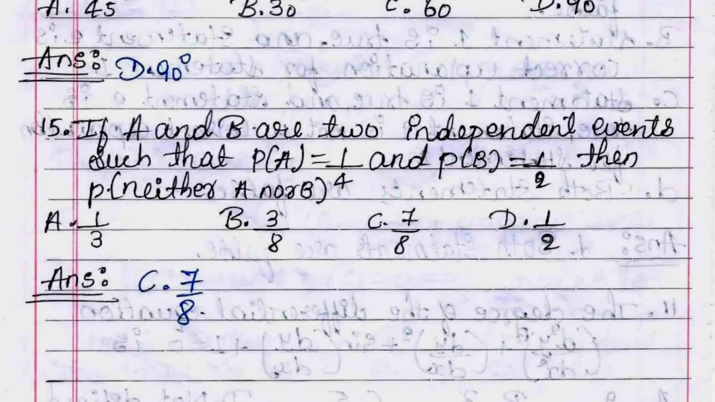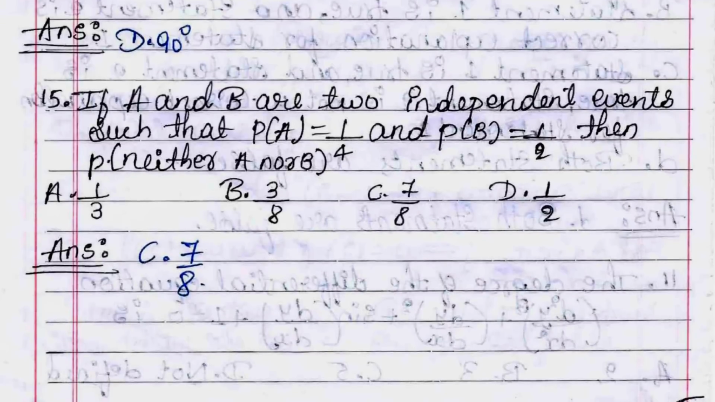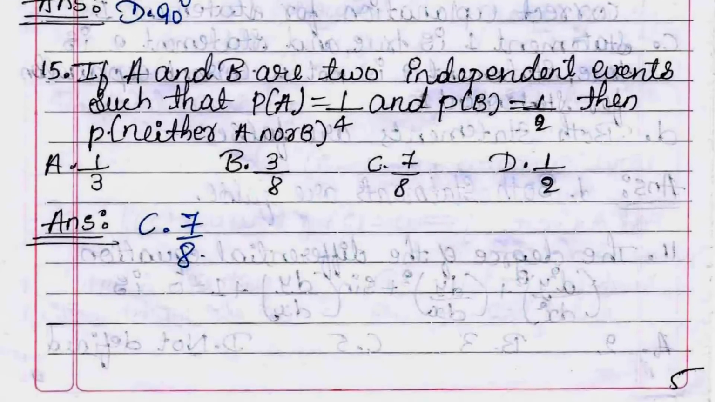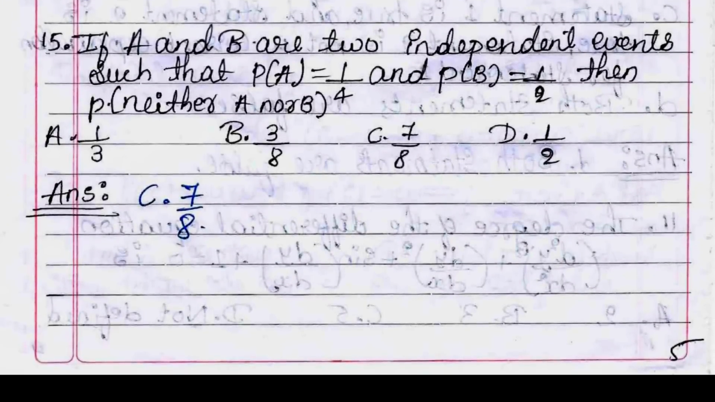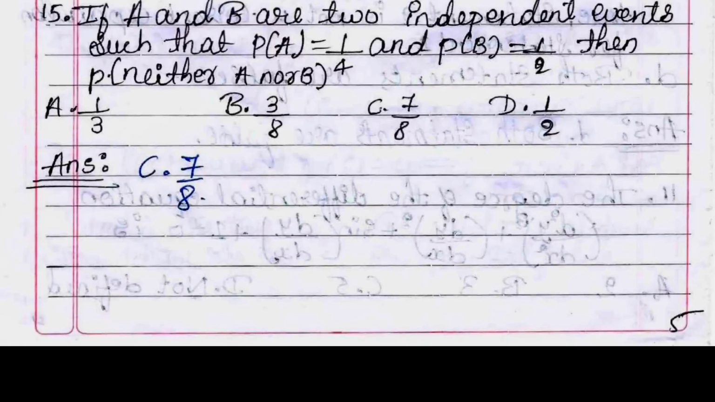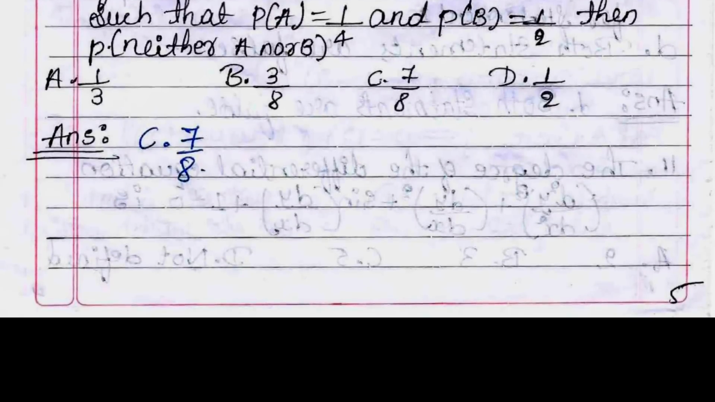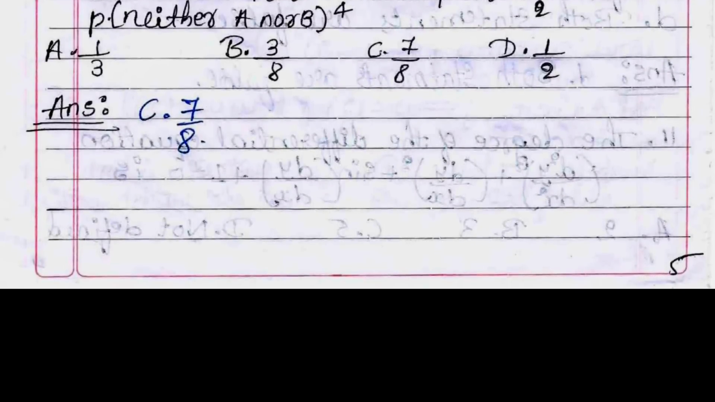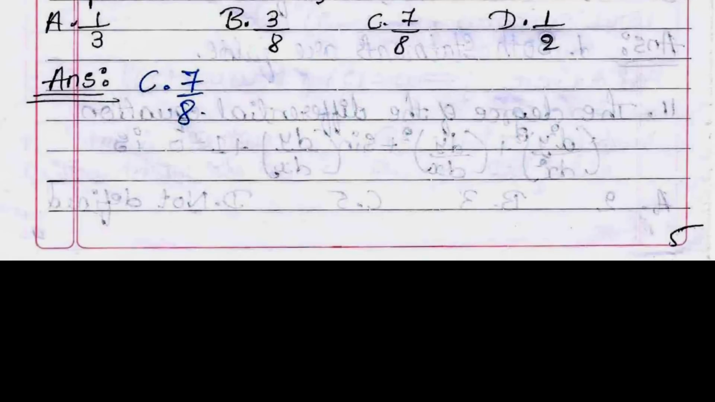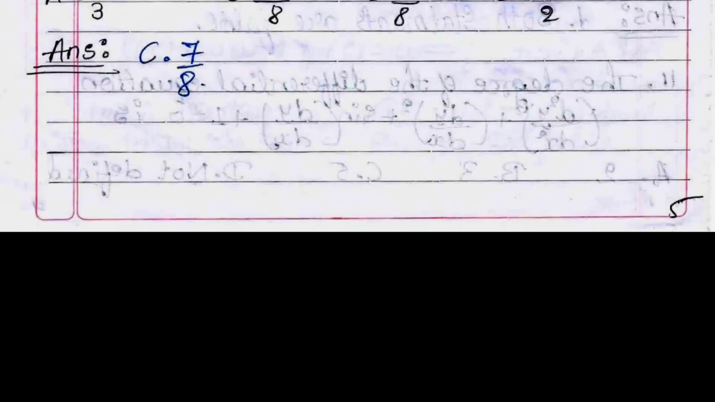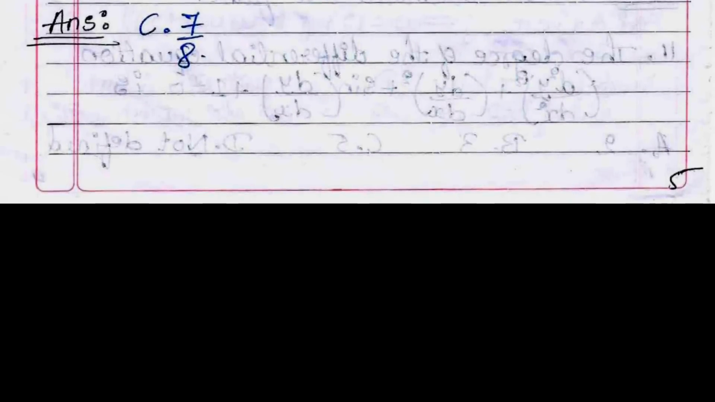15th, if A and B are two independent events such that P(A) = 1/4 and P(B) = 1/2, then P(neither A nor B) is A. 1/3, B. 3/8, C. 7/8, D. 1/2, and the answer is C. 7/8.